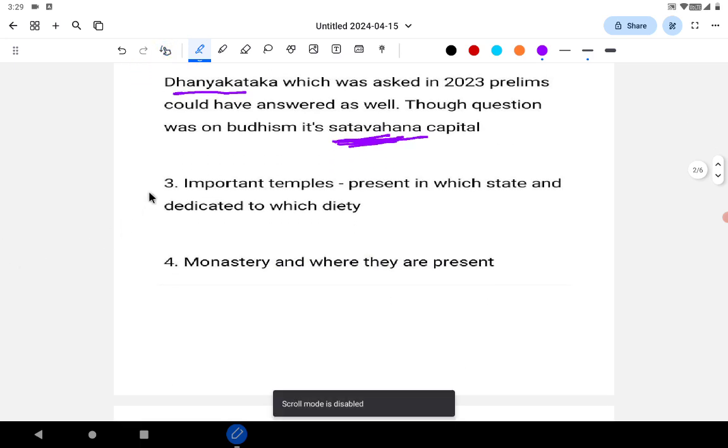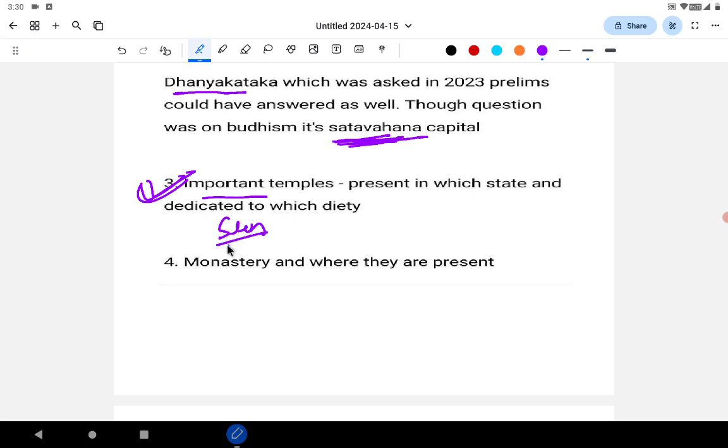Third important thing is important temples, the temples of the Cholas, important Buddhist monasteries, etc. For the temples, you can go through the PYQs and just study about them. It is not necessary to sit and study hundreds of temples. Normally they ask a question about a sun temple, where the deity is the sun, etc. Just study about important temples, to which deity each is dedicated, and in which of the present Indian states they are present.